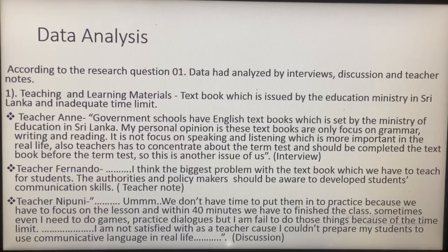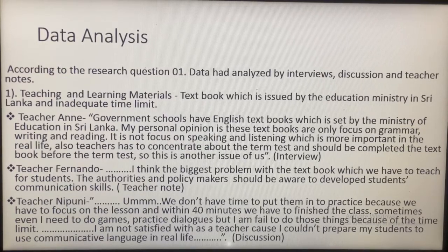Textbook, which is issued by the Education Ministry in Sri Lanka, and inadequate time limit. For this, teacher Anne, in the interview, stated, government schools have English textbooks, which are set by the Ministry of Education in Sri Lanka. My personal opinion is these textbooks are only focused on grammar, writing, and reading. They are not focused on speaking and listening, which are more important in real life. Also, teachers have to concentrate on the term test and should complete the textbook before the term test. So this is another issue for us.